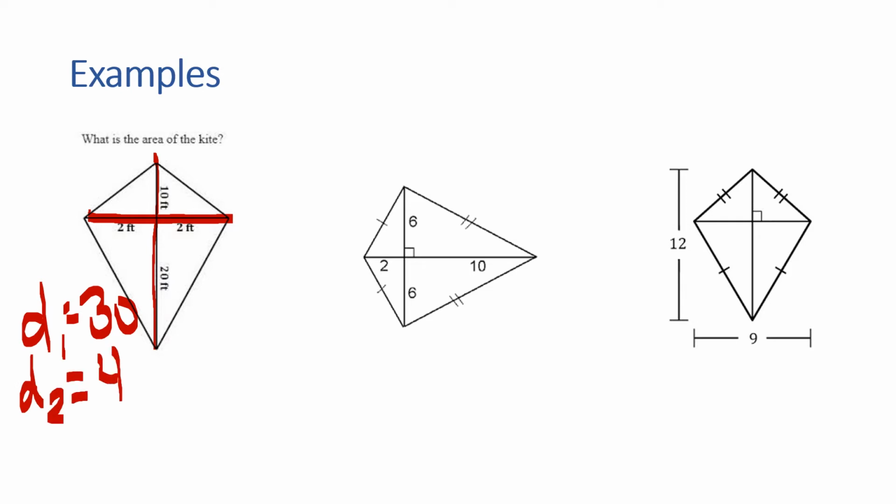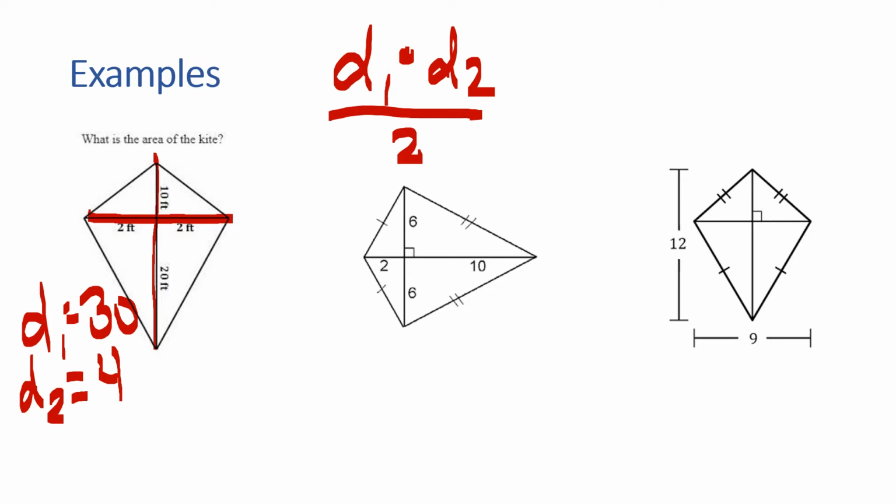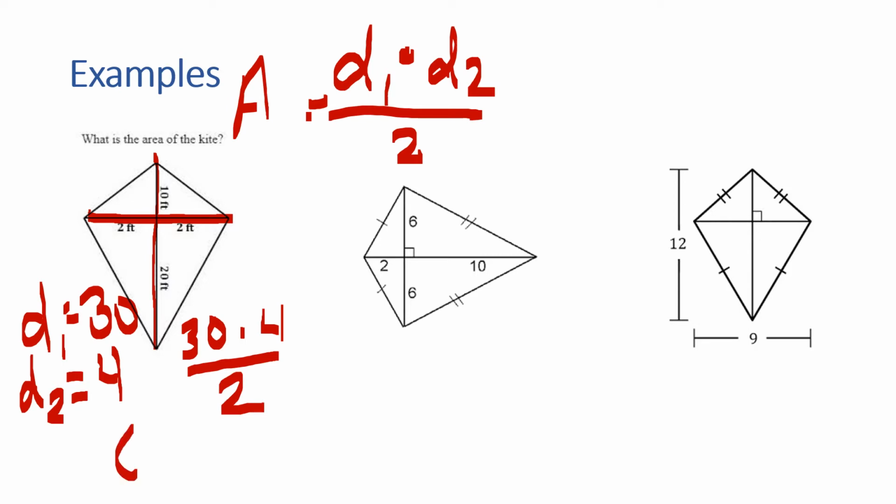So when we use the formula diagonal 1 times diagonal 2, divided by 2, which is the area of this kite, we'll multiply 30 times 4, and divide that product by 2, so 120 divided by 2 will end up to be 60. But now we need to make sure we have units, and it will be 60 square feet. So we can put a 2 to the second power.